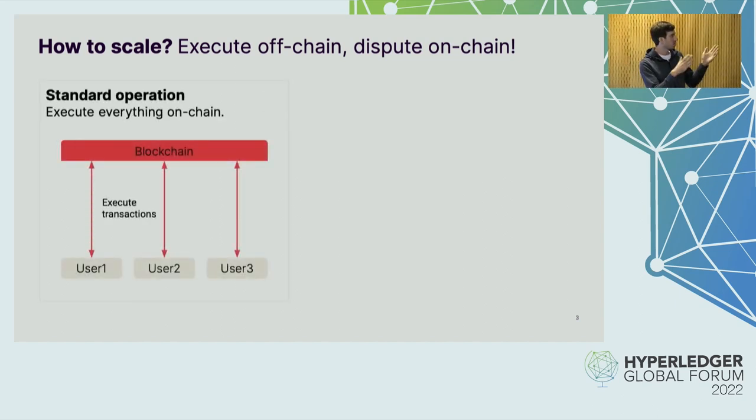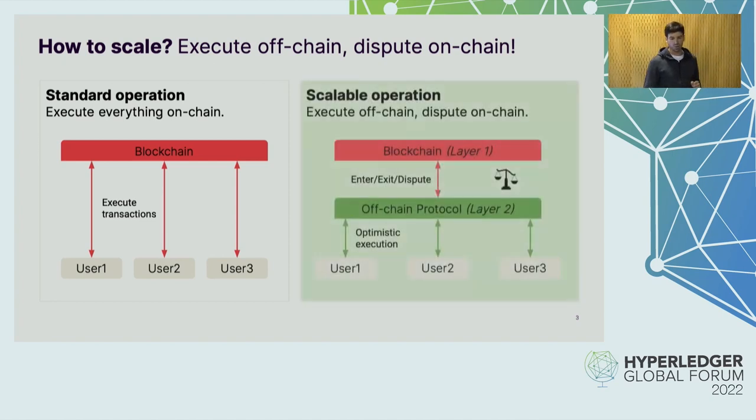Here you can see the typical transaction scheme when working with a blockchain, and for us, it looks a little bit like this. We have this off-chain protocol. For entering the off-chain system, we do maybe a few on-chain transactions, and also for exiting the system or for disputing. But as long as we're in an optimistic execution, we can do transactions across the parties in the off-chain system without any on-chain interaction. There's a guarantee that any transaction that we do off-chain will eventually be possible to settle against the layer one.